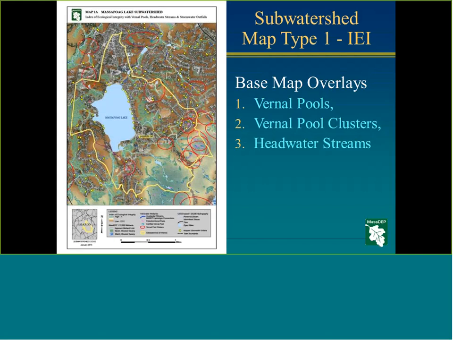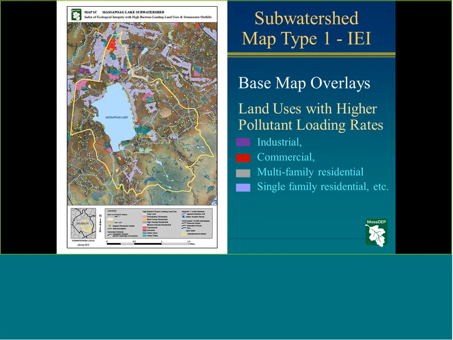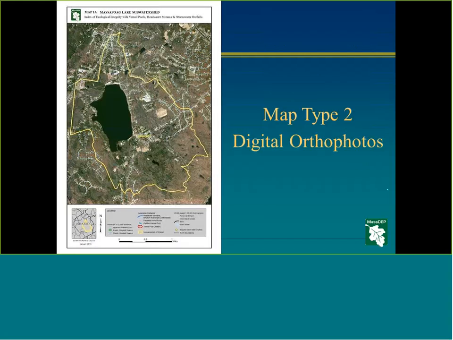Three type 1 maps were developed. Map 1A displays the vernal pools, vernal pool clusters, and headwater streams graphic layers that we designed previously. Map 1B illustrates critical areas defined in the Wetlands Protection Act regulation. And Map 1C includes industrial, commercial, residential, and other land uses known to have higher potential for pollutant loading.